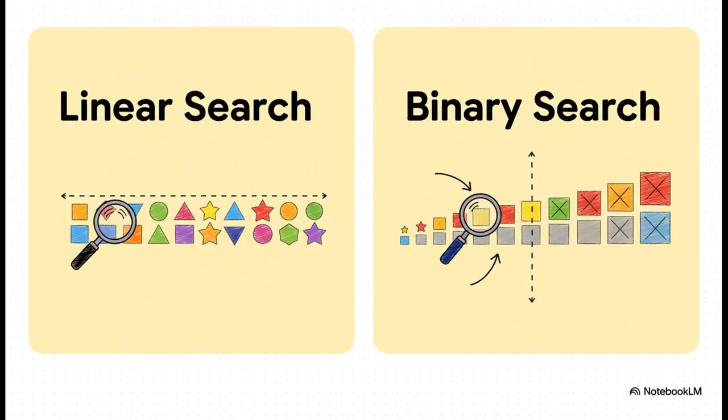Simple, but slow. Our second contestant is binary search. This one is way smarter, way more clever, but it has one very important rule. The list has to be sorted first. Its strategy, jump to the middle, see if the number is higher or lower, and then just throw away half the list. It does this over and over.